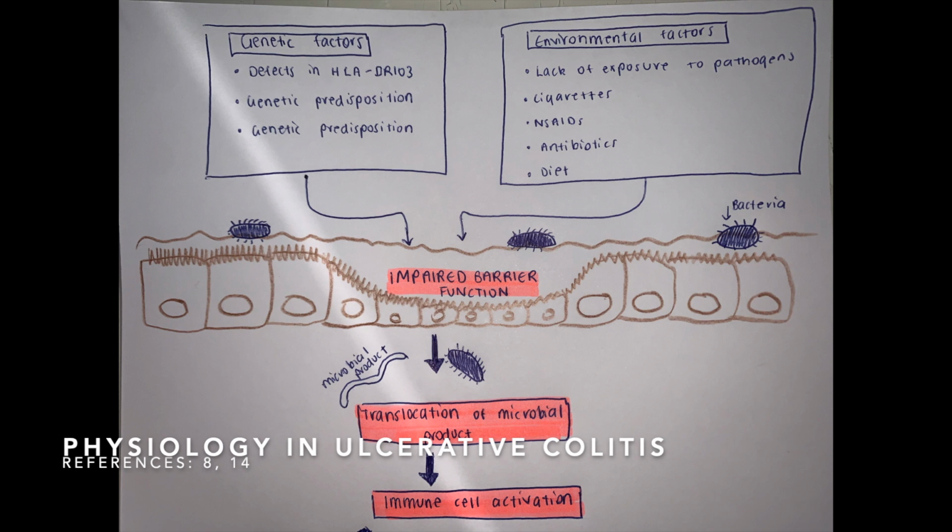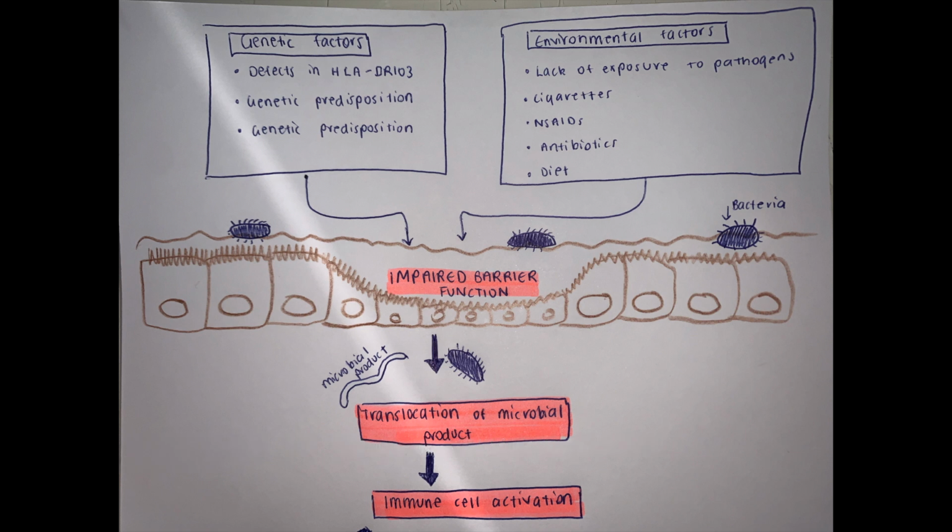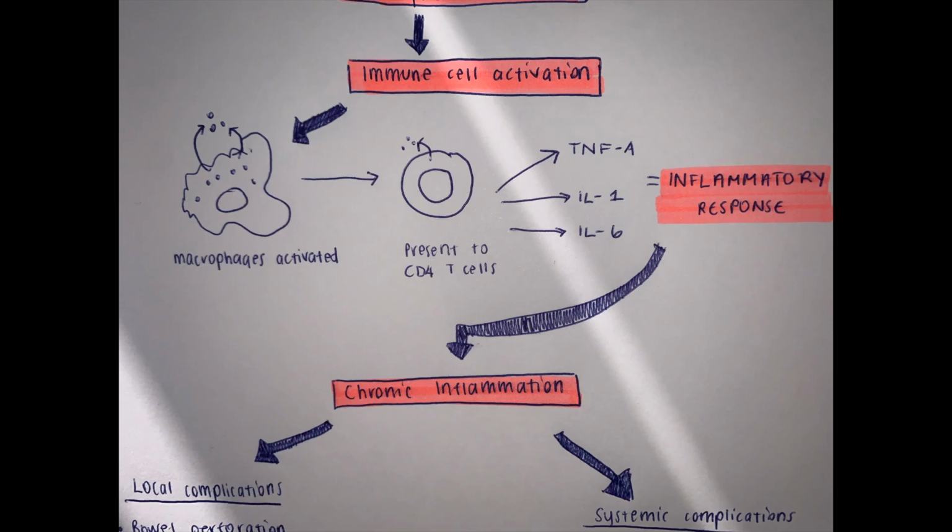In ulcerative colitis, genetic and/or environmental factors may trigger damage to the barrier function of the epithelia, leading to a loss of immune tolerance to intestinal antigens. The intestinal microbial product is translocated and immune cells such as macrophages are activated. These antigens are then presented to the CD4 T cells, which will further activate macrophages in the area, as well as tumor necrosis factor, TNFA, interleukin-1 and interleukin-6.